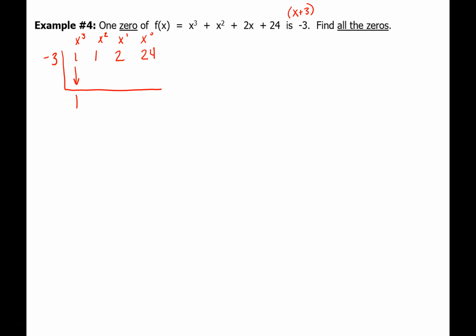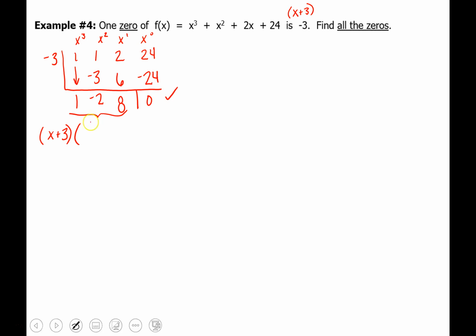So I bring down my 1, I multiply, I add, I multiply, I add, I multiply, I add one more time, and I get a remainder of 0, which is good. That means x plus 3 is indeed a factor. All right, let's write out the depressed polynomial now. So the factor that I just verified is x plus 3, and then using my synthetic division for my coefficients, I have x squared minus 2x plus 8. And all of that is equal to 0.